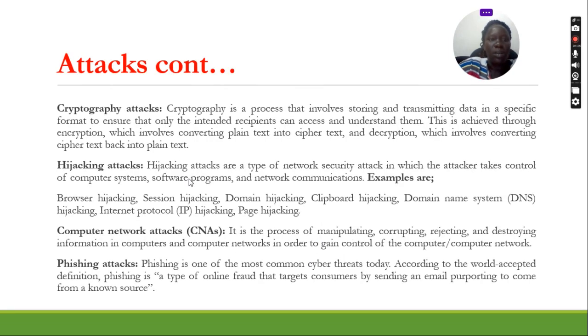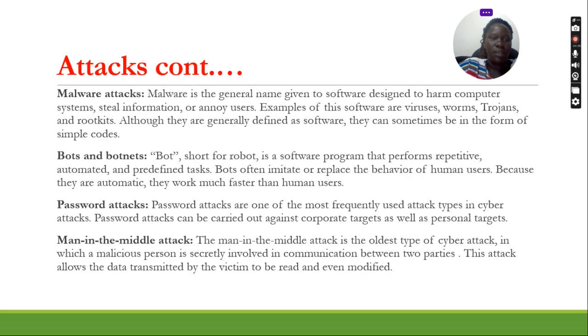Then we have cryptography attacks, hijacking attacks, computer network attacks, and phishing attacks. We have malware attacks. Malware is a general name given to software designed to harm computer systems, so they steal information or annoy users. For example, we have viruses, worms, Trojans, and rootkits. Although they are generally defined as software, they can sometimes be in the form of simple code.